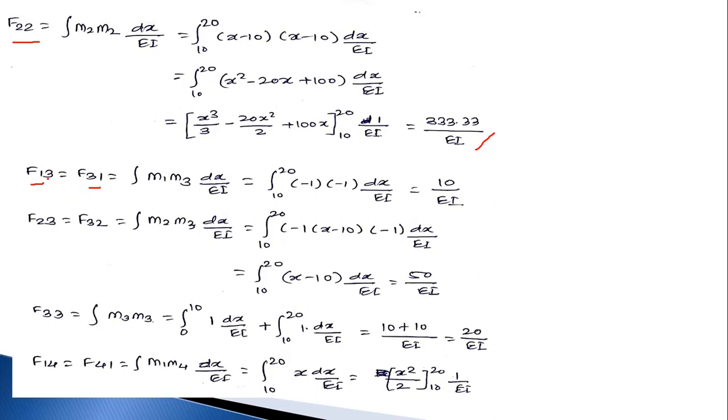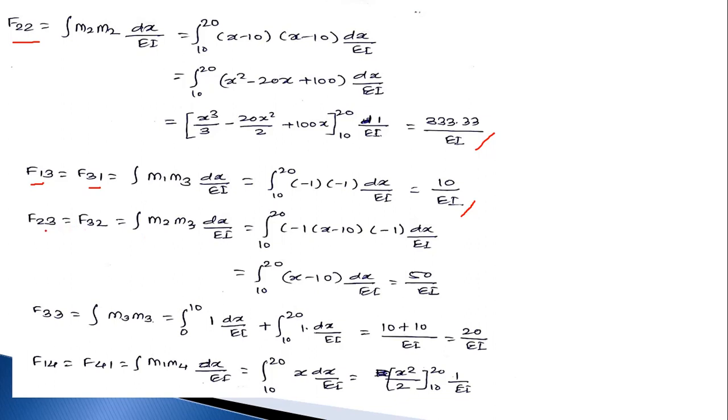So suppose I want to find out f13, then I want to multiply m1 into m3, integration of m1 into m3 with respect to dx upon EI. So the integration limits are, upper limit is 20, lower limit is 10, and m1 is minus 1, m3 is minus 1. Minus 1 into minus 1 into dx upon EI. So f13 and f31 is equal to 10 upon EI.